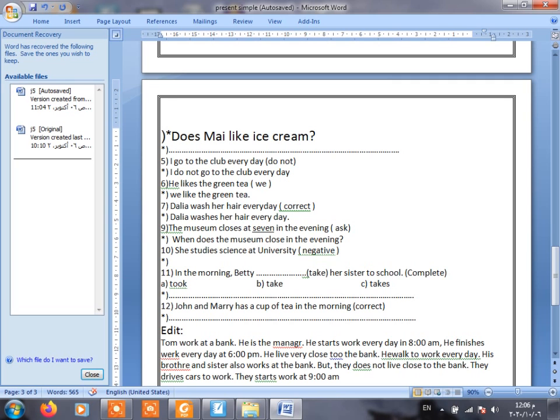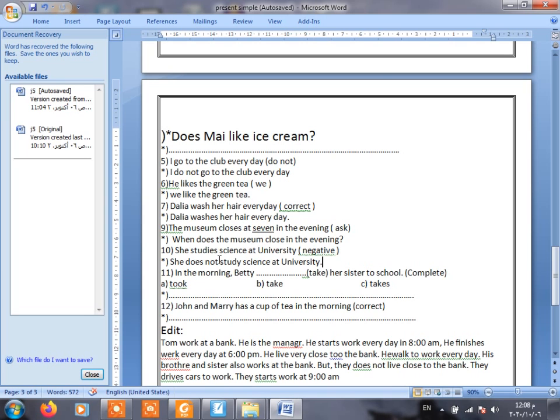Number 10. She studies science at university. He asked me to make it negative. So I start with the sentence, she. I make a negative with do or does not. In that case we'll use doesn't, very good, because it's singular. So she doesn't study. We use the infinitive. Science at university. So again we use don't or doesn't to make it negative.